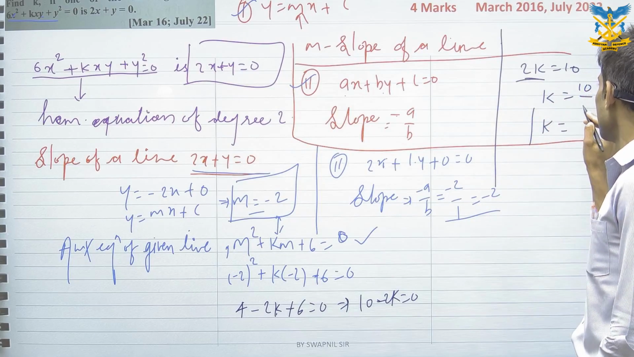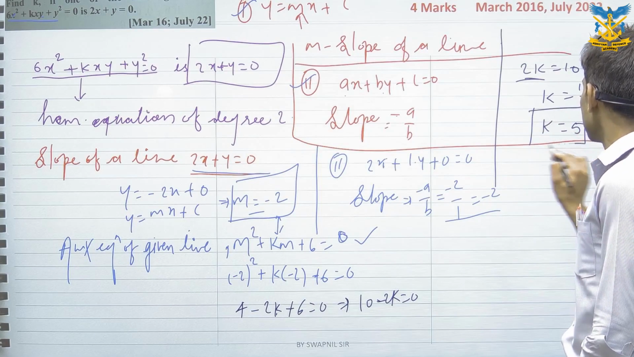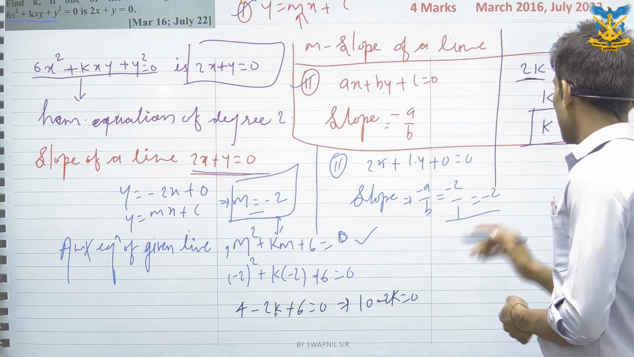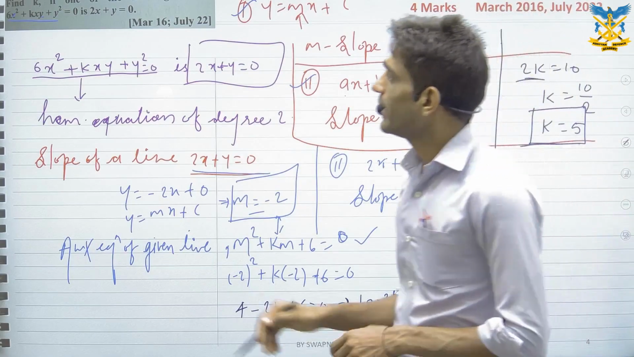So when we take it to the other side, it goes to be the denominator. So we'll get the value for k as 5, okay. So we have the value for k, which is equal to 5, that we want in our example, okay.